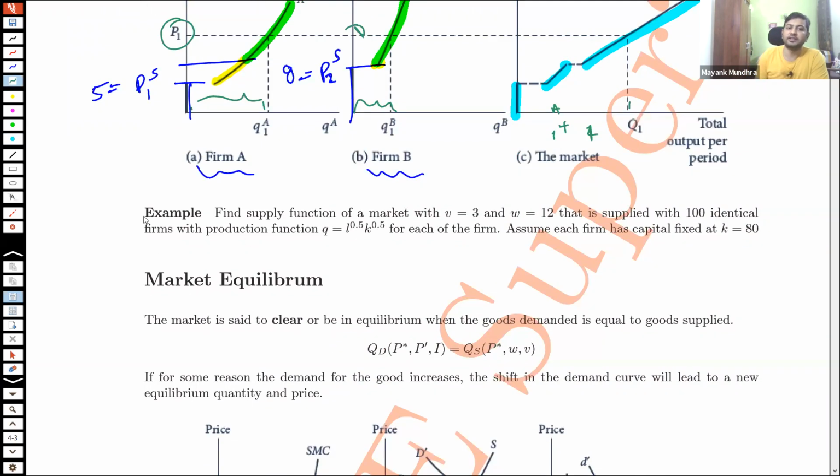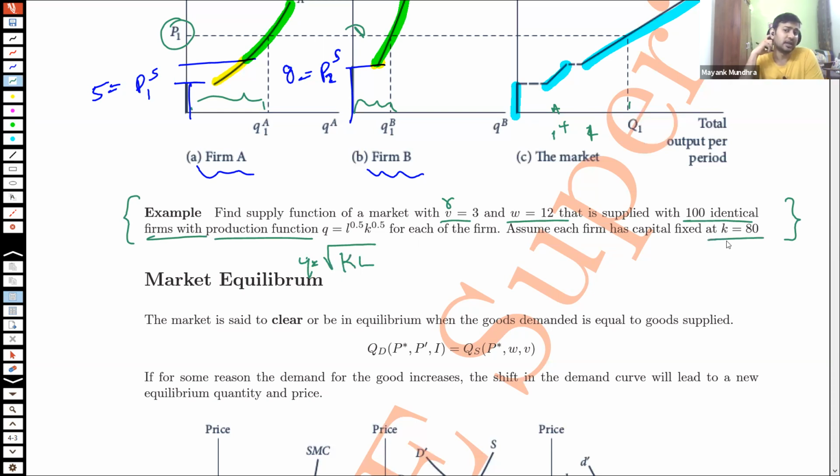So let us try to find the total market supply function. Find the supply function of a market with rental rate 3, wage rate 12, that is supplied by 100 identical firms with production function Q equals root KL for each firm. Assume that fixed capital is 80. I've already seen that for root KL, there is no shutdown price. So you don't have to worry about shutdown price. For root KL type of function firms, you will have no shutdown price.